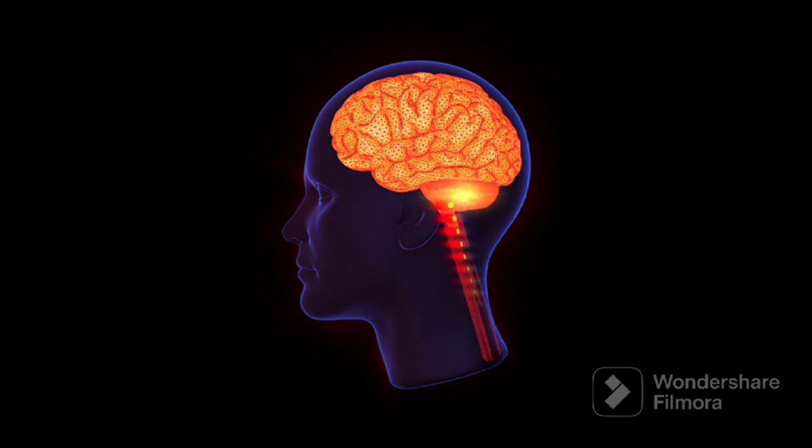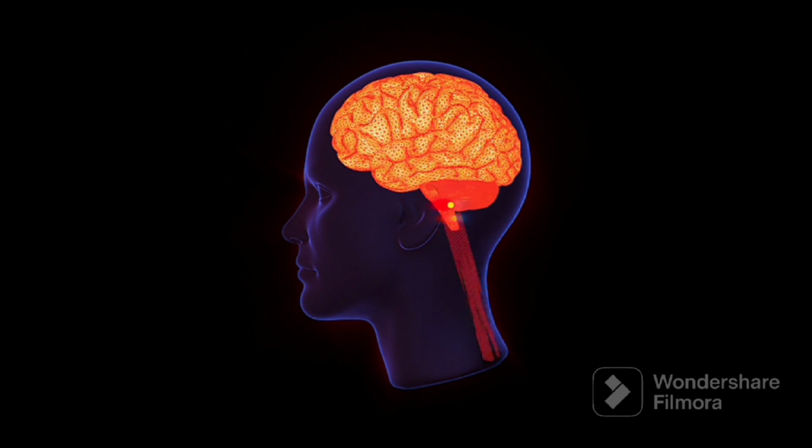Diencephalon. This region includes the thalamus and hypothalamus. The thalamus relays sensory information to the cerebral cortex, while the hypothalamus controls various bodily functions, including body temperature, hunger, and thirst. Limbic system. This set of structures deep within the brain is involved in emotions, motivation, and memory. Key components include the amygdala, hippocampus, and hypothalamus.